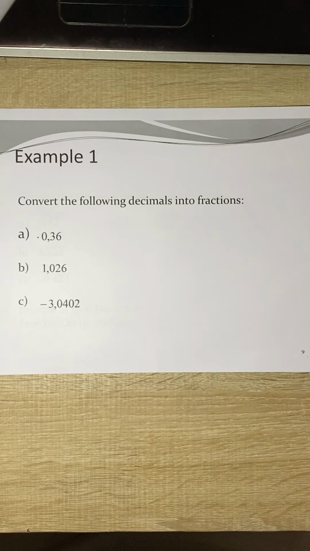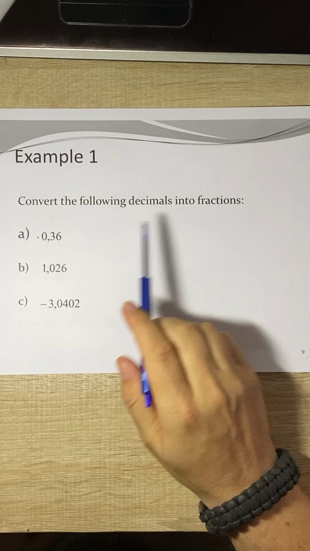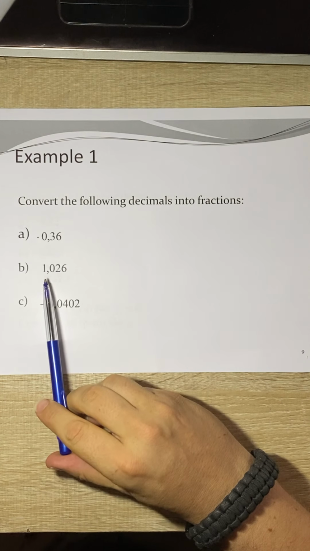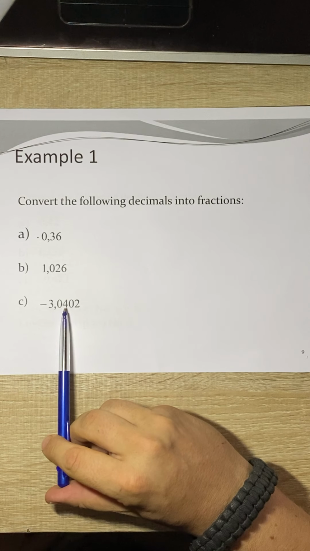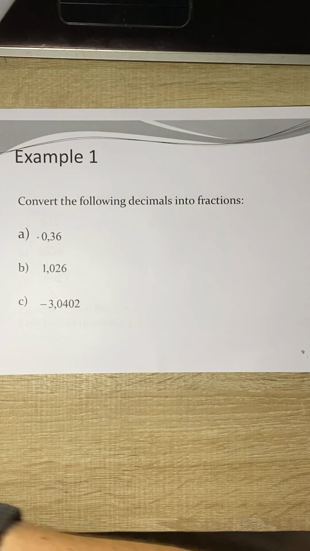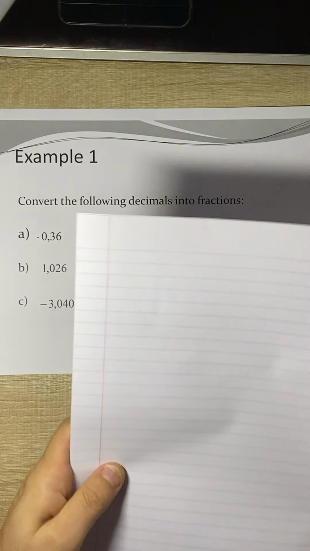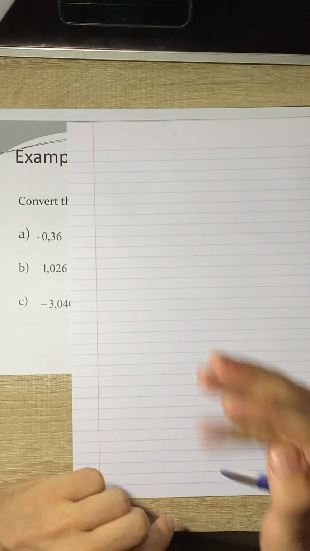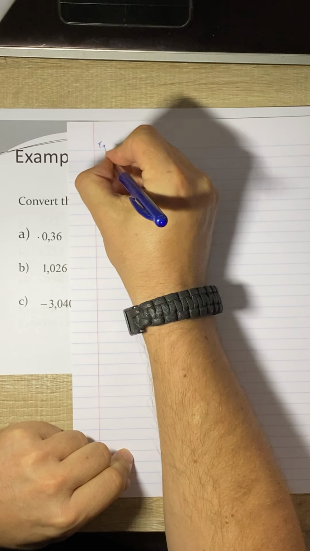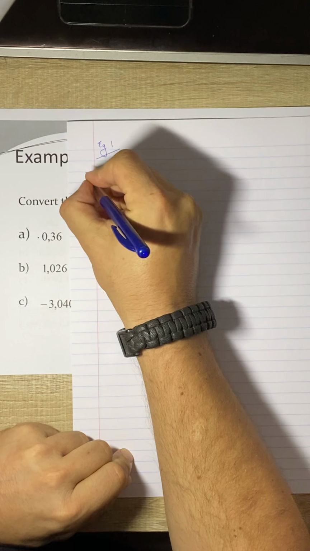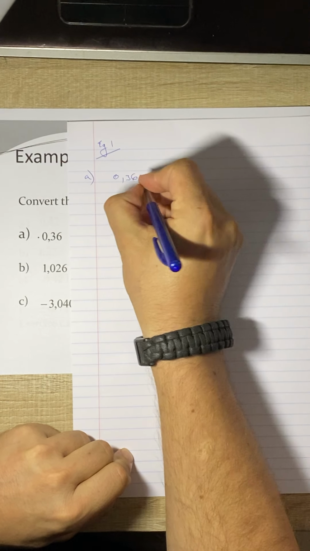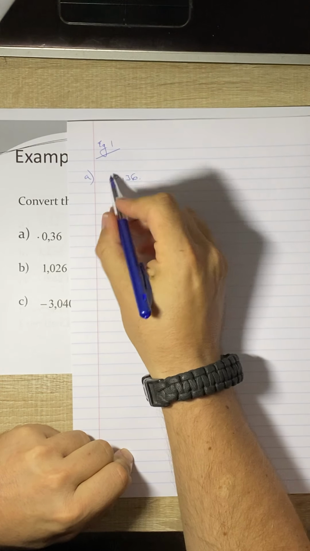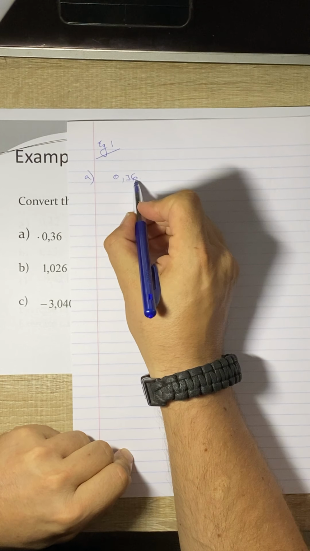Okay, so if we look at example 1, we have to convert the following: 0.36, 1.026, and negative 3.0402. Okay, so example 1a. We need to convert 0.36. So it's terminating because it is only 0.36.